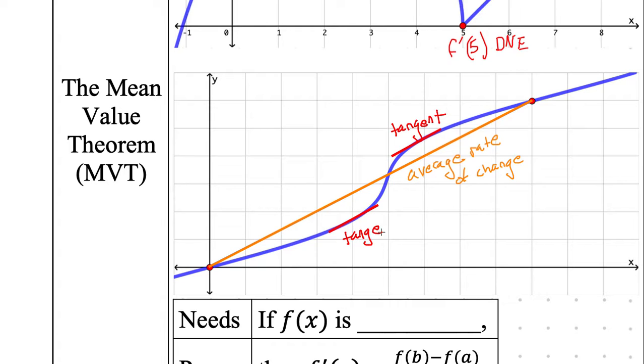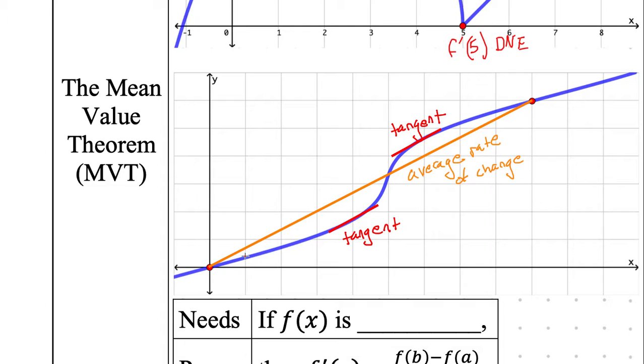That's all mean value theorem states. If you take the average rate of change, that number, that slope, that should be the same slope as at least one tangent. You might have more than one. This is a case where you have two. You have to have at least one of those somewhere in between that's tangent.